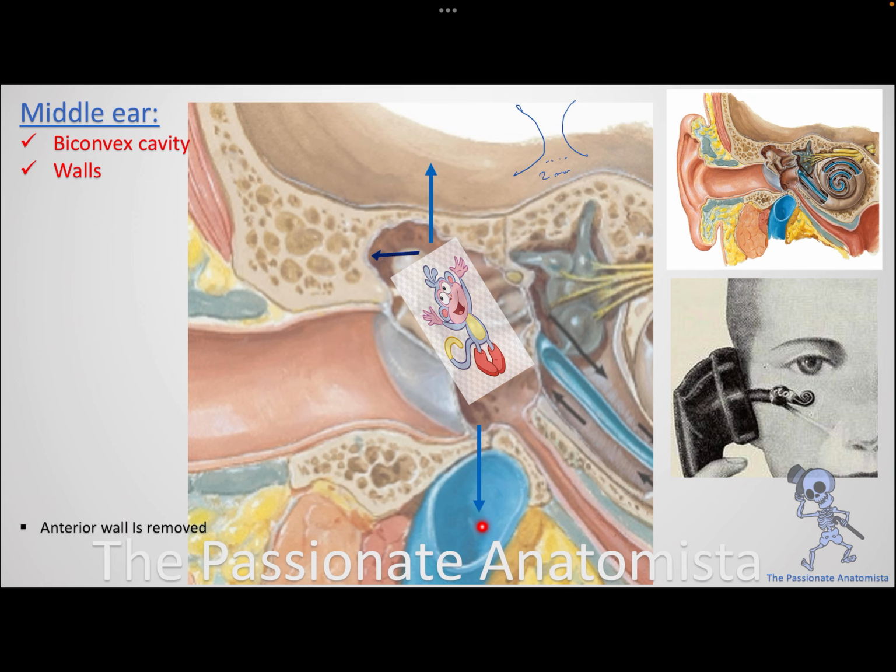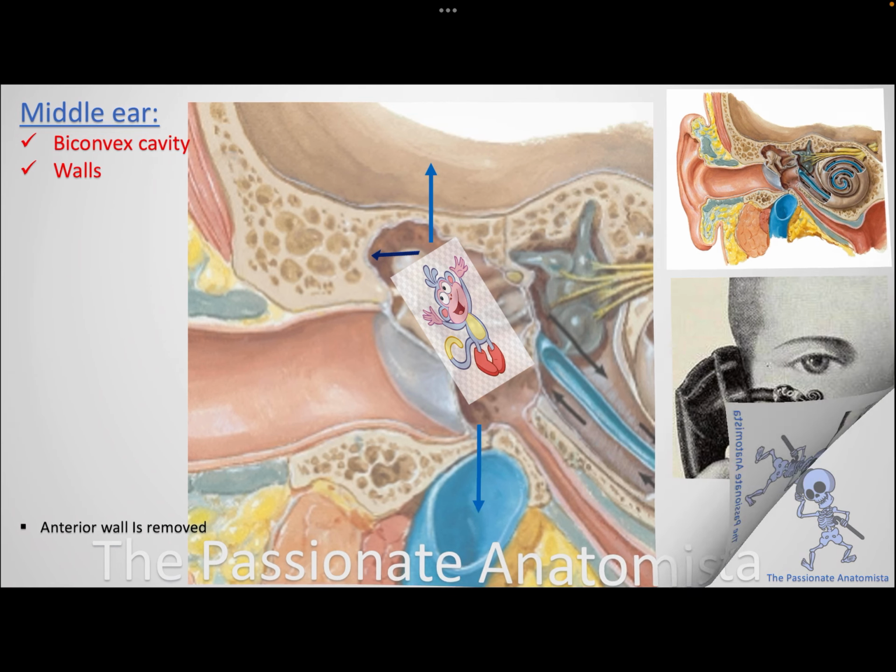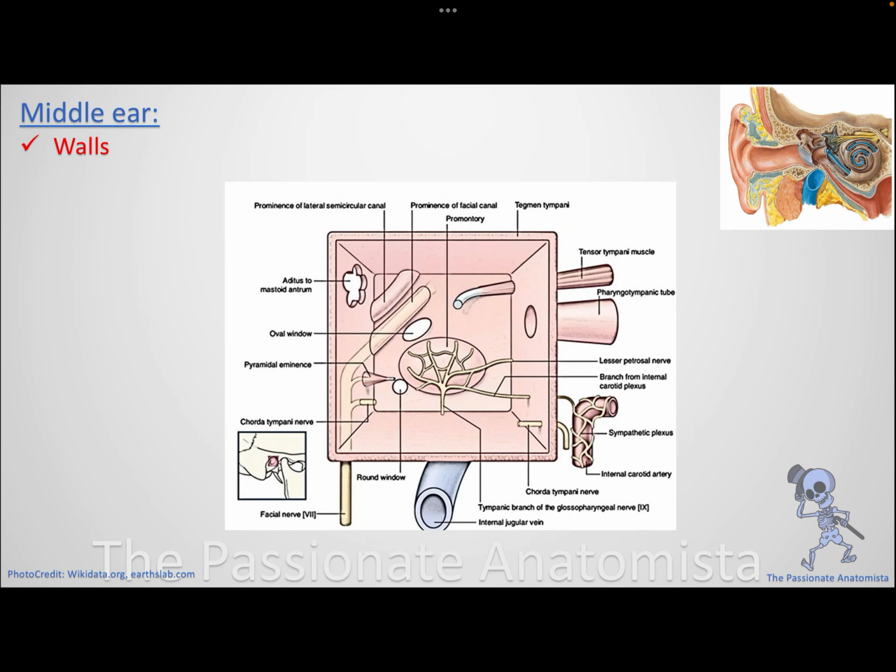And you have a floor or inferior wall that is basically going to take you to the internal jugular vein. It's going to be right down to you, so in that case, we call it the jugular wall. And then posterior to you, standing in here, it's going to be the mastoid wall, and we're going to talk about that. And in this picture, the anterior wall is removed, so you can see the walls of your middle ear cavity.